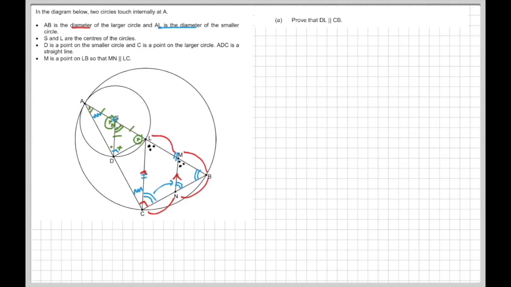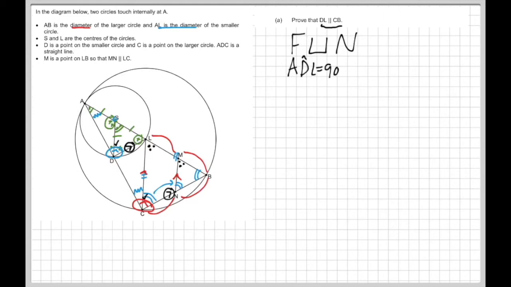The first question is asking me to prove DL parallel to CB. In other words, I can prove this by using either the F, the U, or the N. Now, the beautiful thing about the first thing that I did was that I've got those two 90 degrees. I've got that 90 degree there, and that 90 degree there. Because they're both 90, I know that I've got corresponding angles that are equal. So I've proven it. But let me actually write it down.